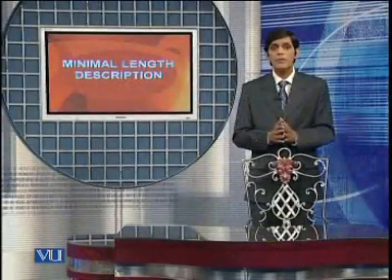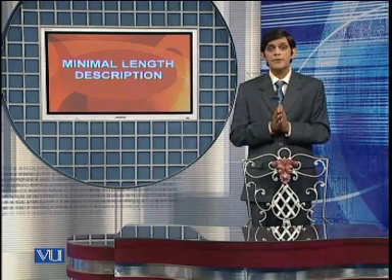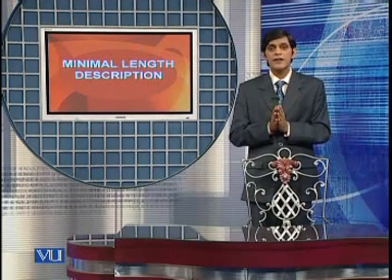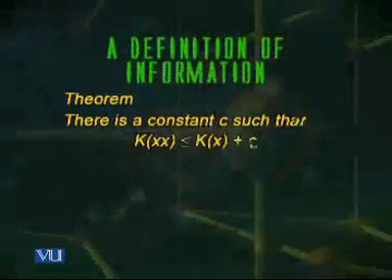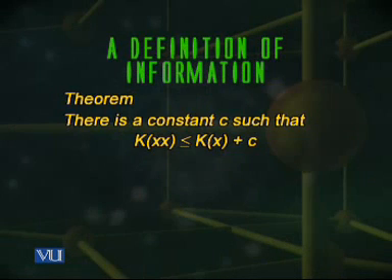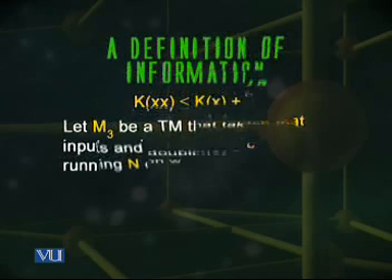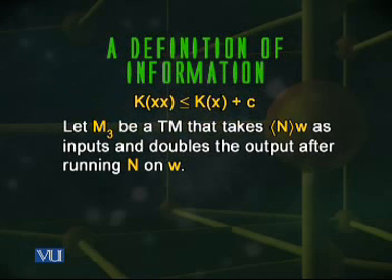So now, let's be more clever and formally prove that the descriptive complexity of xx is less than or equal to the descriptive complexity of x plus some universal constant. So the theorem we want to prove is: there is a constant C such that the descriptive complexity of xx is less than or equal to the descriptive complexity of x plus c. Let M3 be a Turing machine that takes as input a Turing machine N followed by W, and it doubles the output after running N on W.